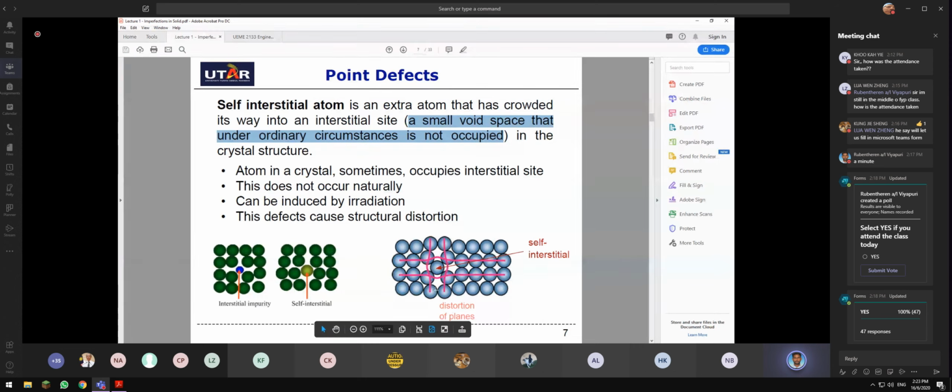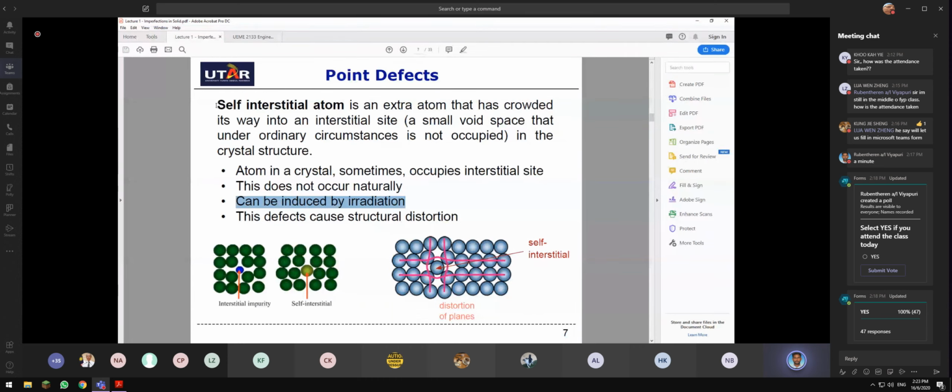Bear in mind that self-interstitial is not natural. It needs to be induced artificially, by particle bombardment or something. An atom in a crystal sometimes occupies an interstitial site. This does not occur naturally. It can be induced by radiation. These defects cause structural distortion. All right, please take note.